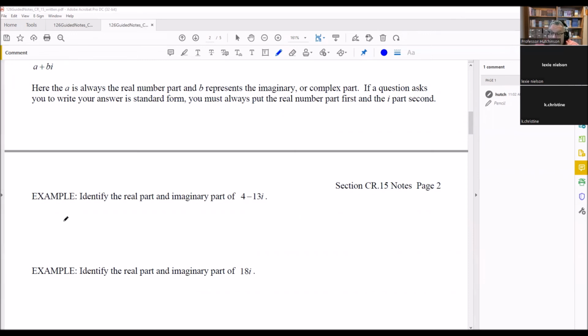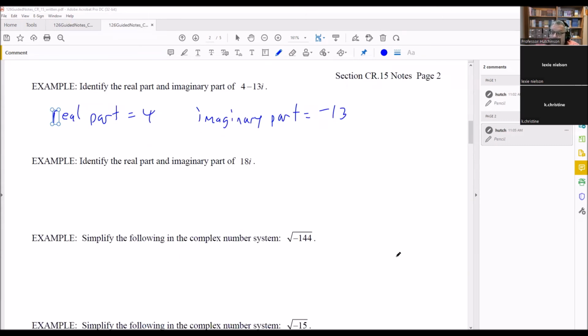So for this question here, the real part is equal to 4, and the imaginary part is going to equal the number that comes in front of the i, so negative 13 you would put for that. Now you don't put the i as part of that, okay? You don't put the i on there. You just put the number that comes in front of it. So the negative 13 is all you're going to see there, and that's all you got to do for this.